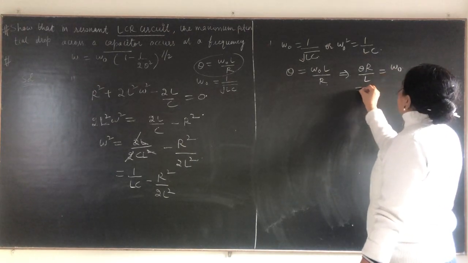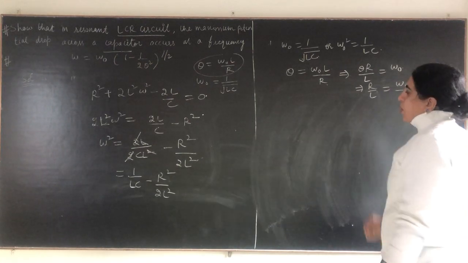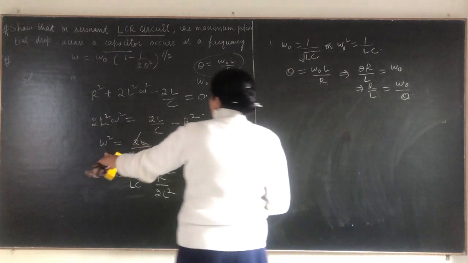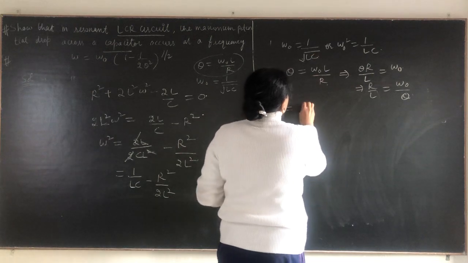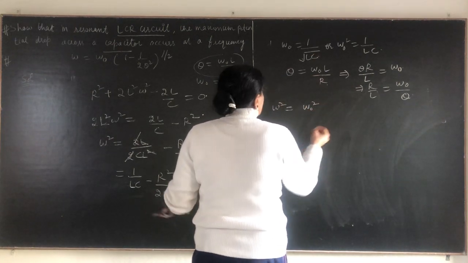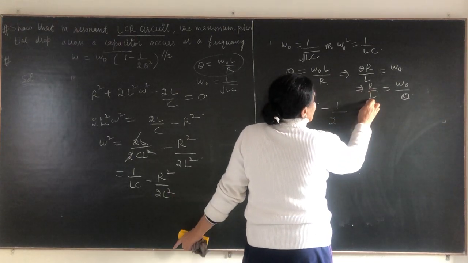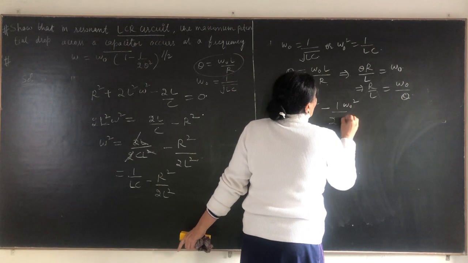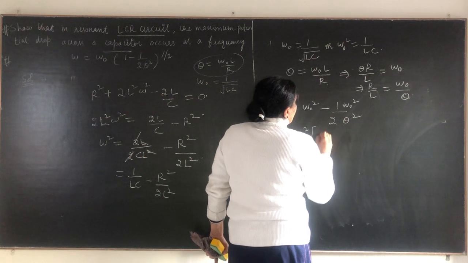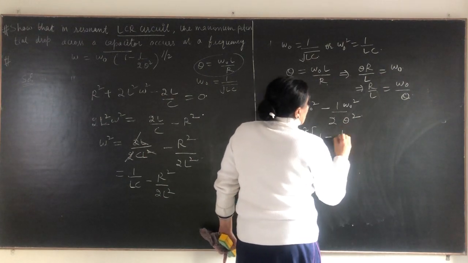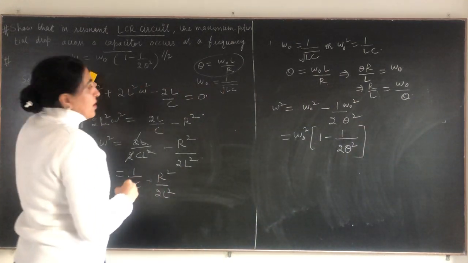So from this term you have the value of QR over L equal to omega naught. This implies R by L is equal to omega naught by Q. So put the values here. 1 over LC is omega naught square, so omega naught square minus 1 by 2 R square over L square, where R square over L square is omega naught square over Q square. Clear? Taking omega naught square common, what will be 1 minus 1 over 2 Q square. So this is our result.